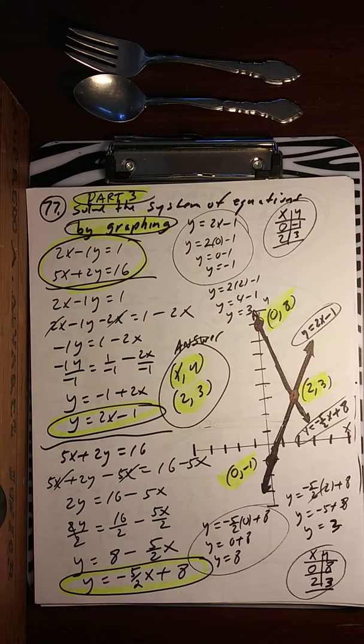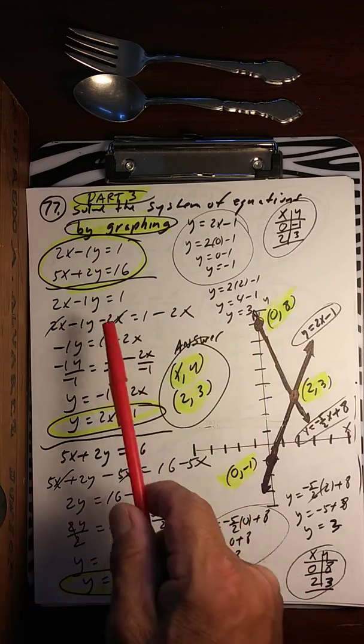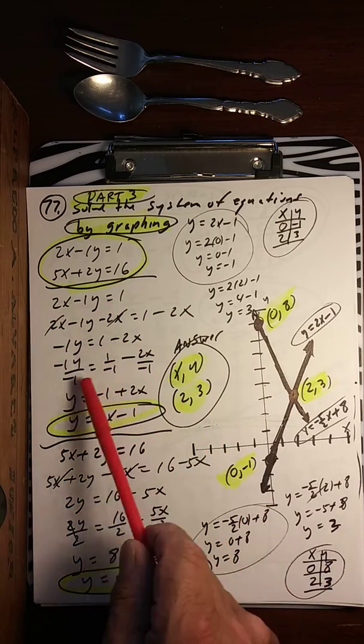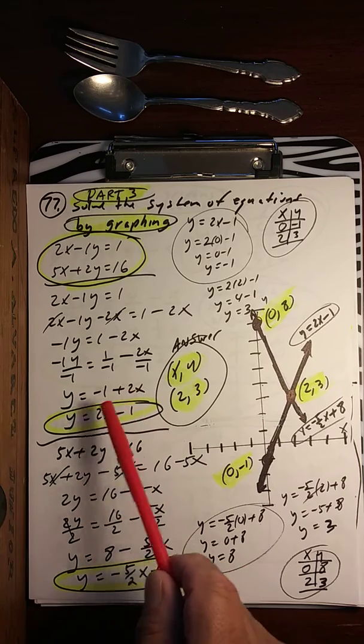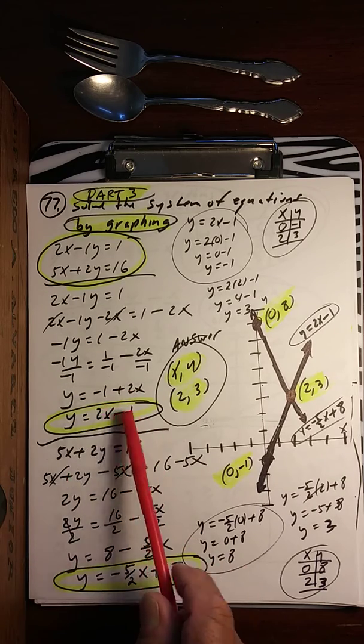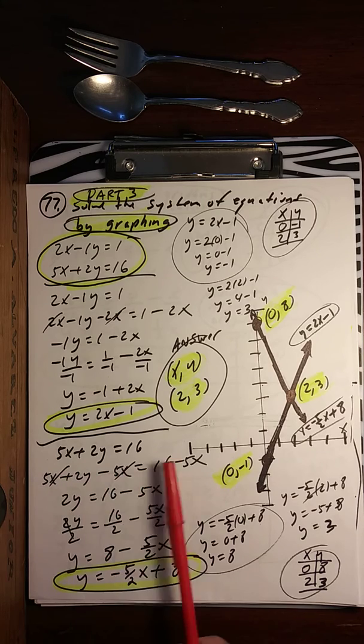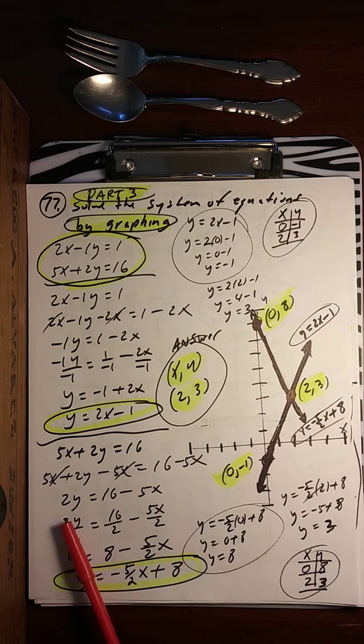Alright, same question, now by graphing. Solve for y in the first one, this one here. Minus 2x, negative 1y is that. Divide by negative 1, so y equals this, or y equals 2x minus 1. For the second graph, solve this one for y. Minus 5x, 2y equals this. Divide by 2, so y equals negative 5 halves x plus 8.